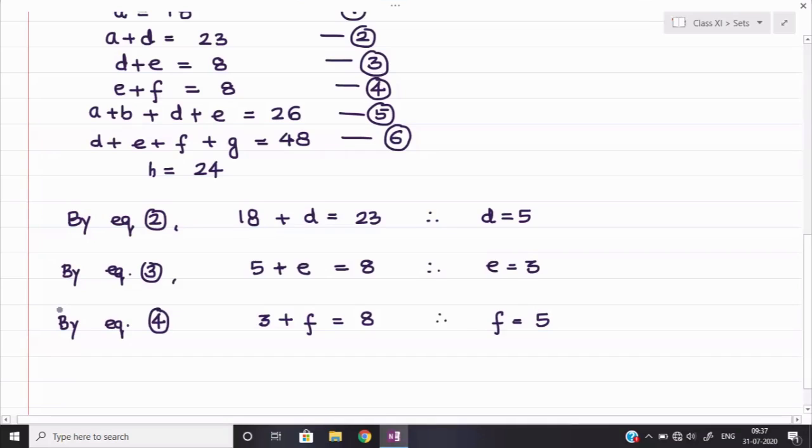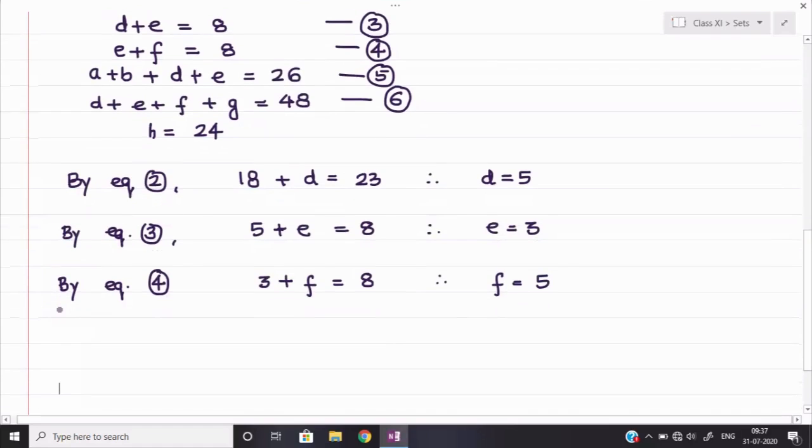Now see, I am taking equation number 5. In equation number 5 you see, the symbols given are A, B, D and E. A is already given in the question. Okay, the value of A is given as 18. Similarly, D and E we just now found. So if I put the values of A, D and E in equation number 5, I will get the value of B. Now by equation number 5, I will put the value of A here as 18.